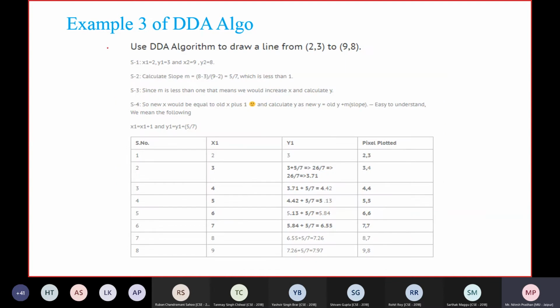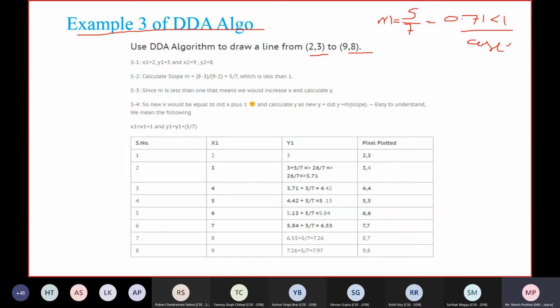Okay, now guys, this is the last example from my side. Please see. So here we want to draw a line between 2, 3 and 9, 8. Okay, so the approach is the same. First of all, find the value of m, which is nothing but 8 minus 3, which is 5, divided by 9 minus 2, which is 7. When you calculate it, it is approximately 0.71, I hope. So again it is less than 1, it means again it is case 1.